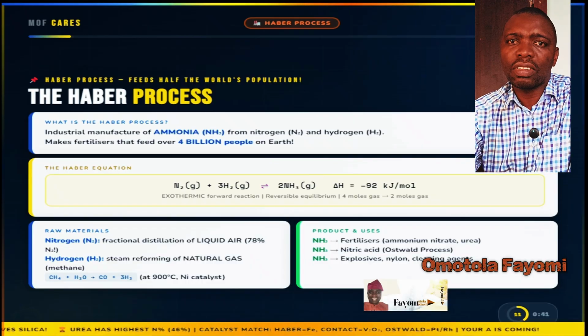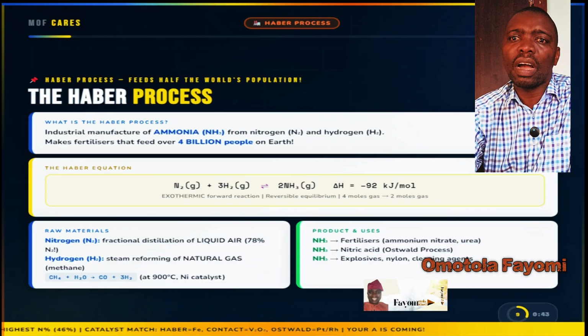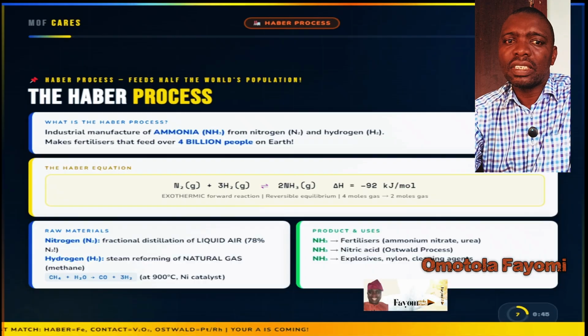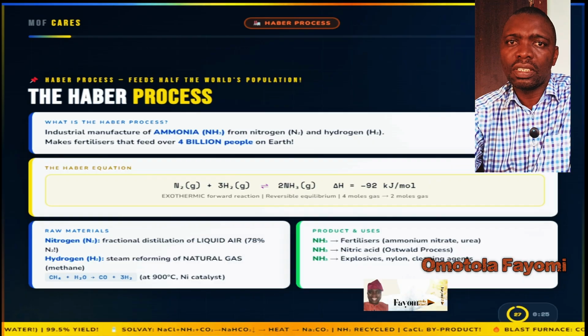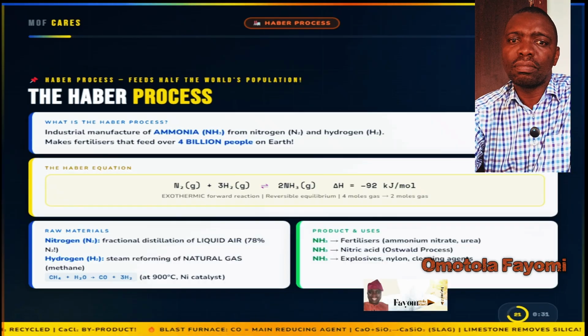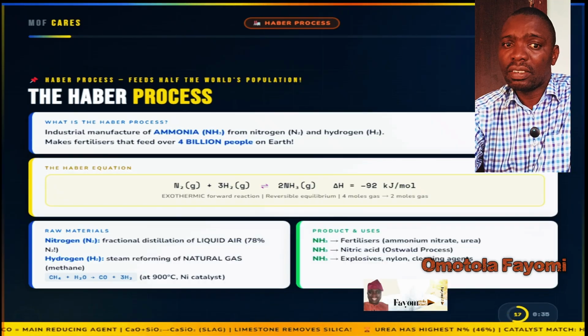The Haber process is the industrial manufacture of ammonia from nitrogen gas and hydrogen gas. The equation is N2, nitrogen, plus 3H2, that's hydrogen, to give 2 moles of ammonia, 2NH3. The double arrow tells us it is a reversible equilibrium reaction. The delta H is minus 92 kJ per mole. The forward reaction is exothermic, releasing heat.